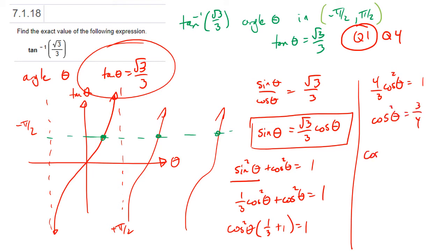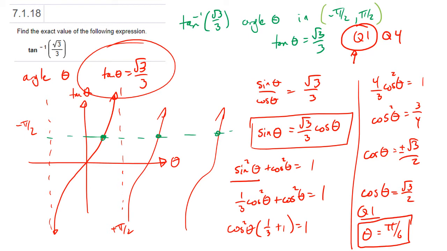So the cosine of theta is plus or minus √3/2 by taking the square root. Don't forget it's plus or minus. So how do I know which one it is? Well, we're in quadrant 1. Therefore, the cosine is positive. So the cosine of theta should be √3/2. So now what is a quadrant 1 angle whose cosine is root 3 over 2? That angle is exactly pi over 6.